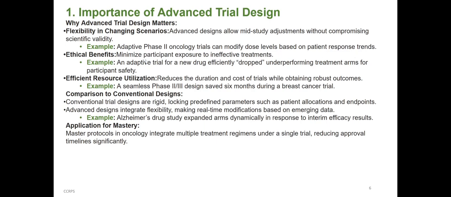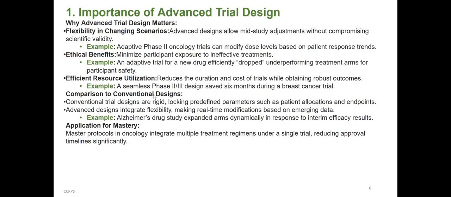Ethical benefits: minimize participant exposure to ineffective treatments. For example, an adaptive trial for a new drug efficiently dropped underperforming treatment arms for participant safety. Efficient resource utilization reduces the duration and cost of trials while obtaining robust outcomes. For example, a seamless phase 2-3 design saved 6 months during a breast cancer trial.